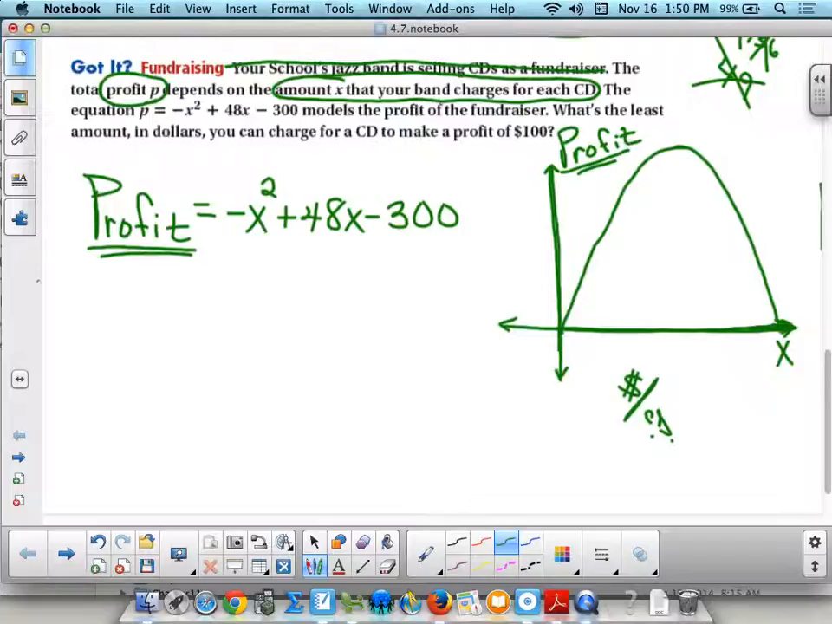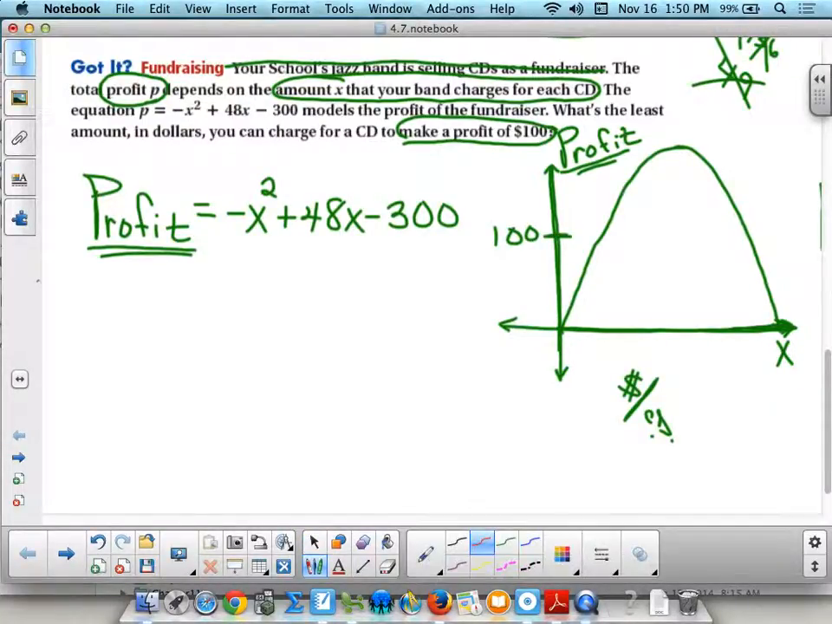They want to know, when can you make what? Max profit? No, that's the thing. They didn't say the maximum. They just said $100. Where's the $100 on here? Somewhere in the middle. The thing is, you don't know where it is. It could be the max, it could be right in the middle. You don't know. So let's just pretend it's right here.